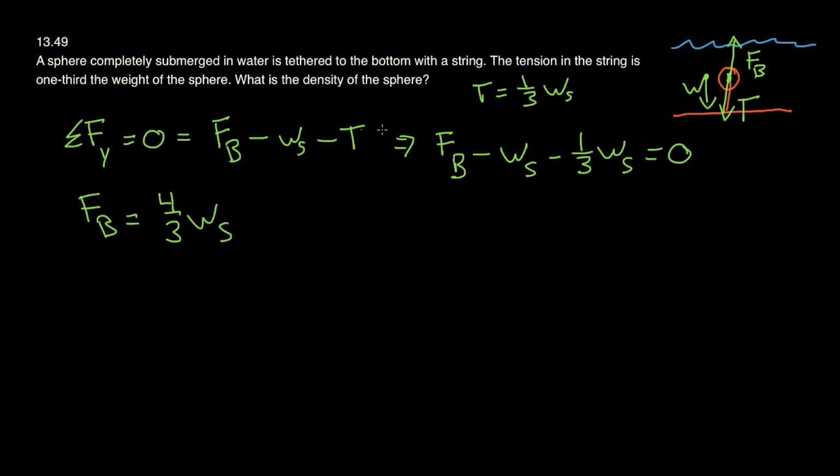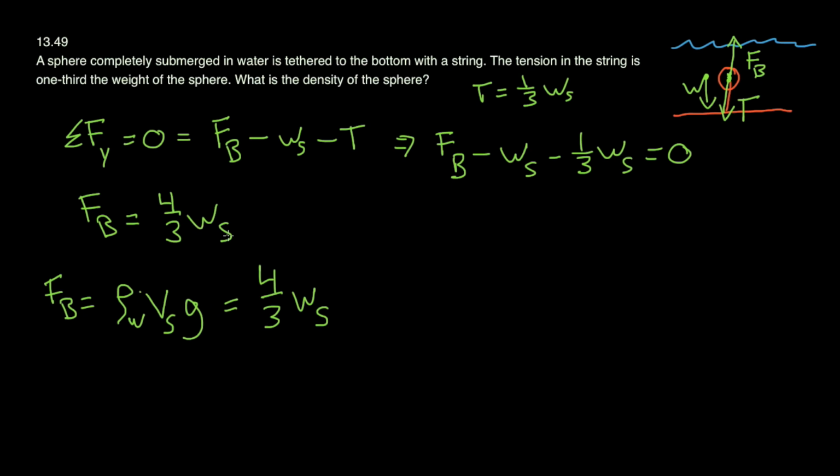But the buoyant force is also equal to the weight of the water displaced by the sphere, right? That's what the buoyant force is. And so another way to write this buoyant force is equal to the weight of the water displaced by the sphere, or the density of the water times the volume of the sphere, right? So that's going to give me the mass of the water displaced. And then multiply it by gravity, that's the weight of the water displaced, and that's also the buoyant force. And we know that this is equal to 4/3 times the weight of the sphere.